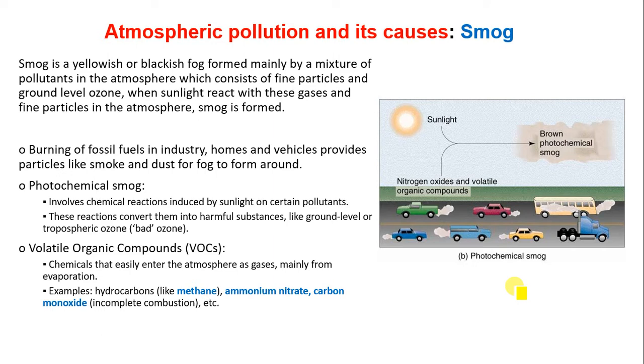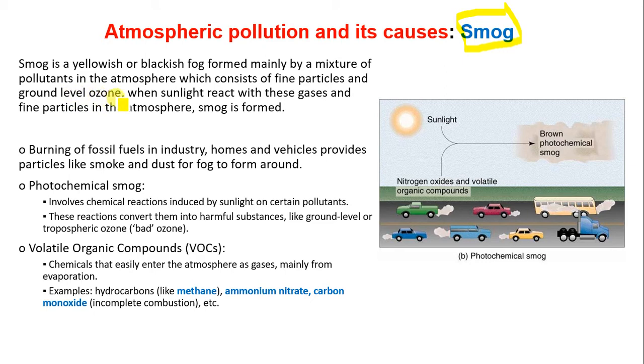Now, atmospheric pollution and its causes. The first atmospheric pollution we're looking at here is smog. Smog is a yellowish or blackish fog formed mainly by a mixture of pollutants in the atmosphere, which consists of fine particles and ground level ozone.